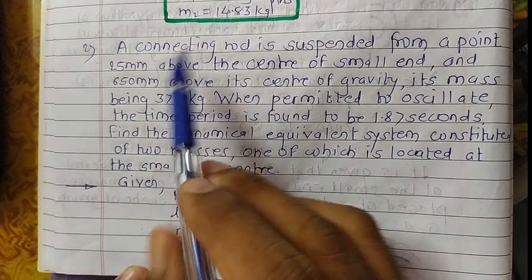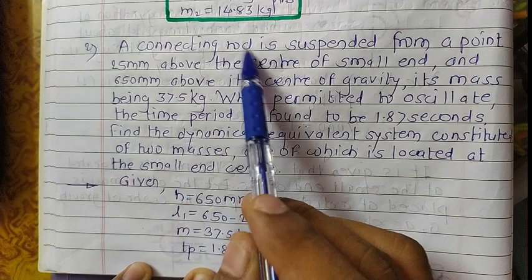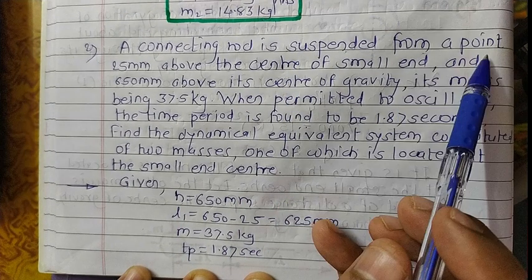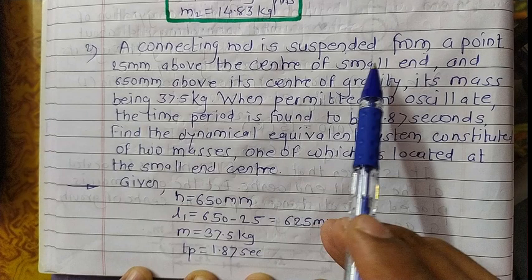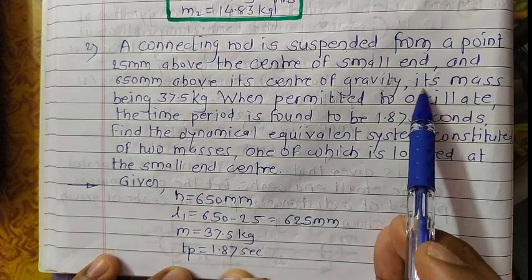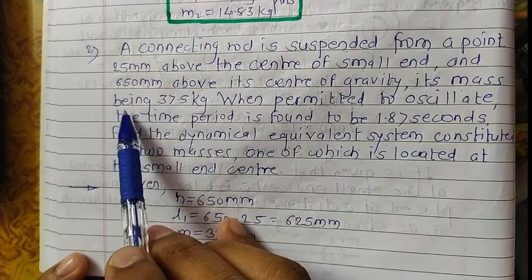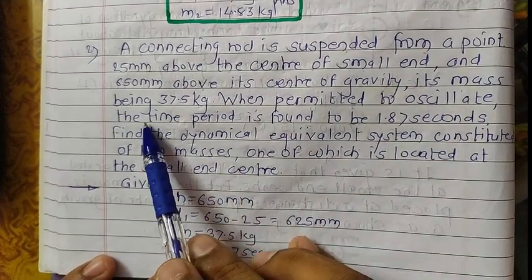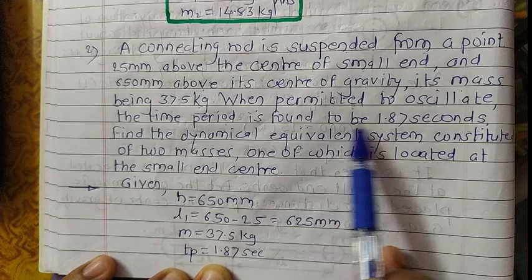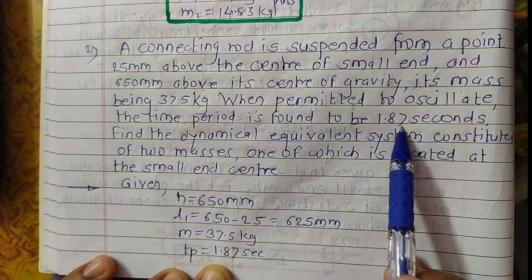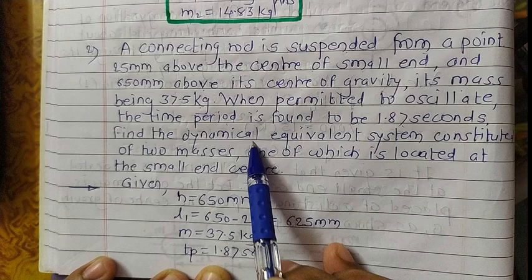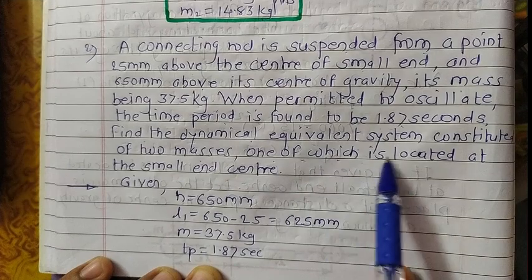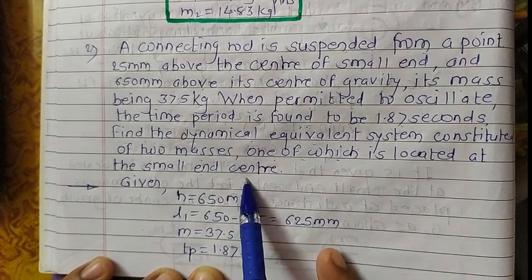Next, a connecting rod is suspended from a point 25 mm above the center of the small end and 650 mm above its center of gravity. Its mass is 37.5 kilogram. When permitted to oscillate, the time period is found to be 1.87 seconds. Find the dynamical equivalent system constituted of two masses, one of which is located at the small end center.